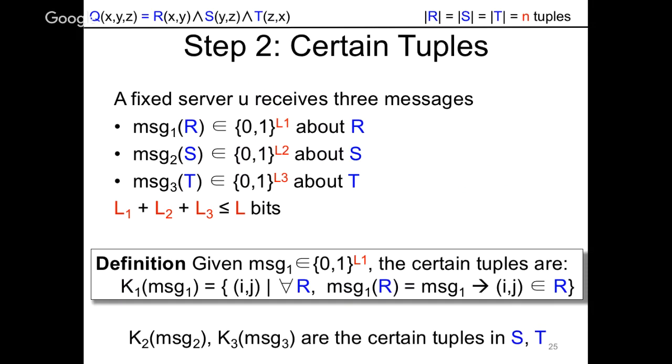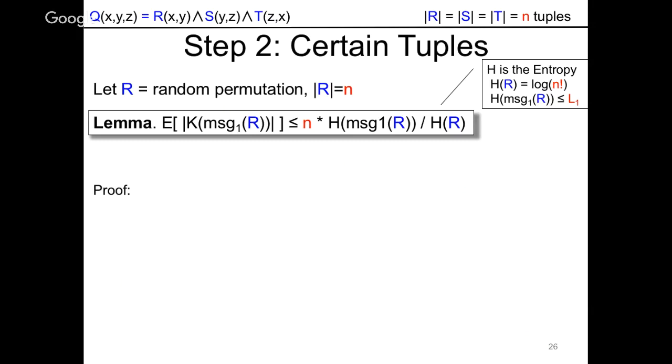Okay, so similarly, K2, case 3 about SNT. So here is the technical lemma, the crux of this proof that will allow us to prove the lower bound. And this says that over the expectations of a single random permutation R, the expected number of certain tuples is at most a fraction of the total number of tuples n, and that fraction is the entropy of the message divided by the entropy of the input relation.